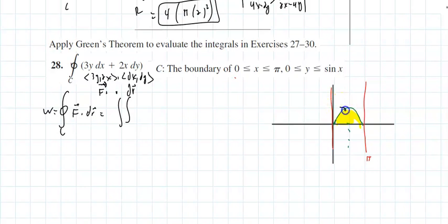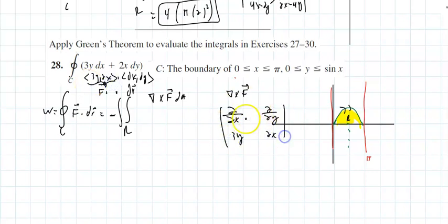Now, this is a negative rotation, right? So we're going to say this is negative, the double integral over this region R of del crossed with F dA. What is del crossed with F? Del is the partial with respect to x, the partial with respect to y. F is actually 3y and 2x. So what would that be? A 2 minus 3, which is negative 1. Negative 1 dA. That would make the integral positive.